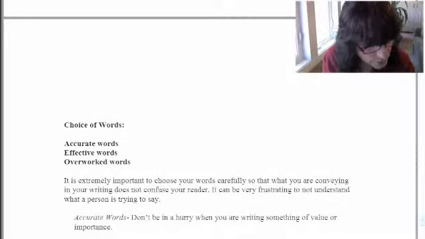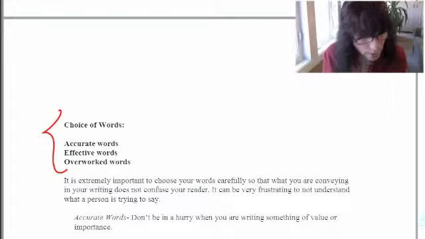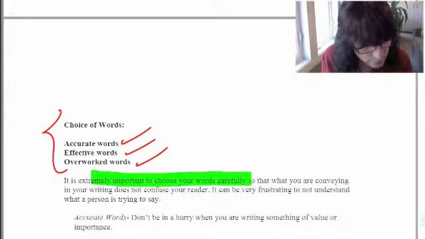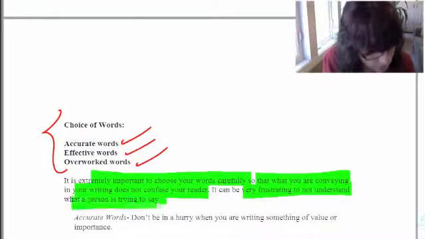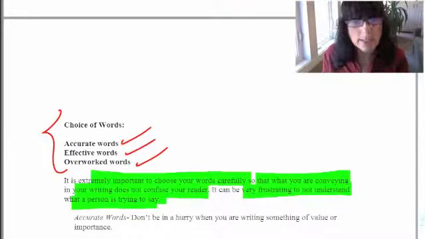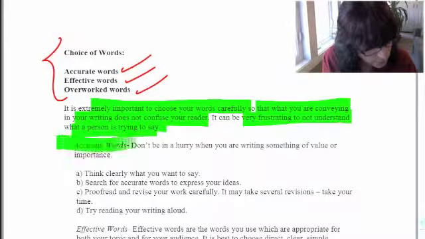And getting close to the end is your choice of words. And I've given you three categories here: using accurate words, effective words, and overworked words. So it's extremely important to always choose your words carefully so that what you're conveying in your writing will not confuse your reader. It can be frustrating for somebody to read your work and not understand what you're trying to say. Very, very frustrating. So let's first look at choosing words accurately.